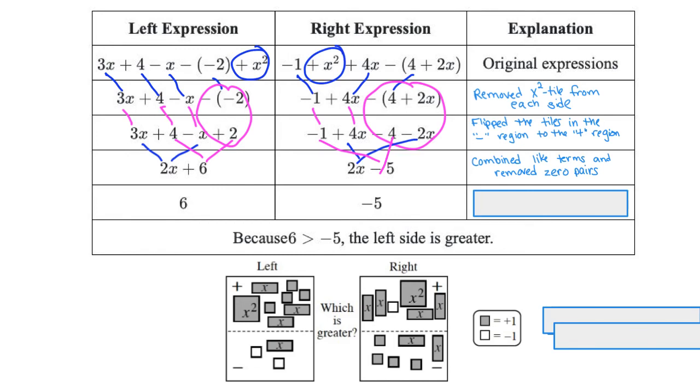After that, what I notice is that it just has the 6 and just has the -5. What Athena had done is remove 2x from each side. Now I've got 6 on the left expression and -5 on the right expression. And because 6 is greater than -5, the left side is greater.